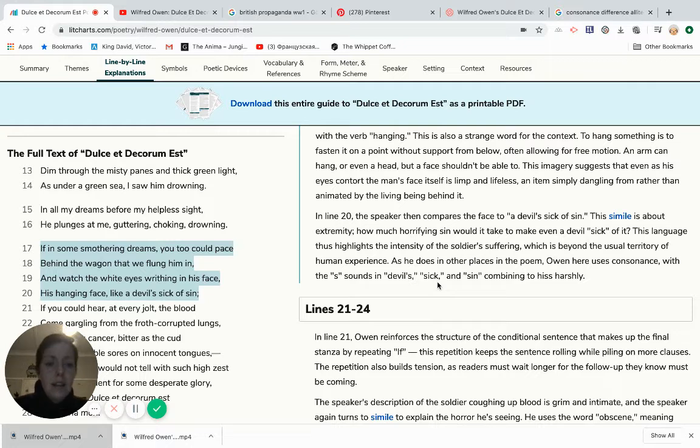As he does in other places in the poem, Owen here uses consonants with the S sounds in devil's, sick, and sin, combining to hiss sharply, and that obviously evokes the memory or alludes to the serpent in the Garden of Eden, the devil.